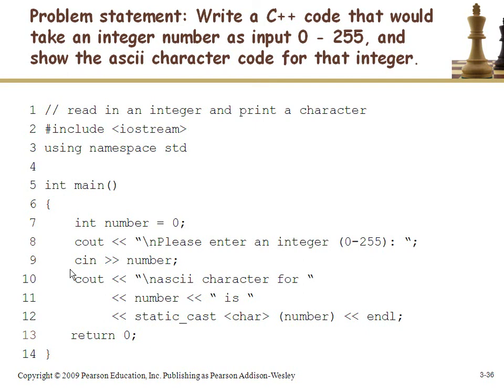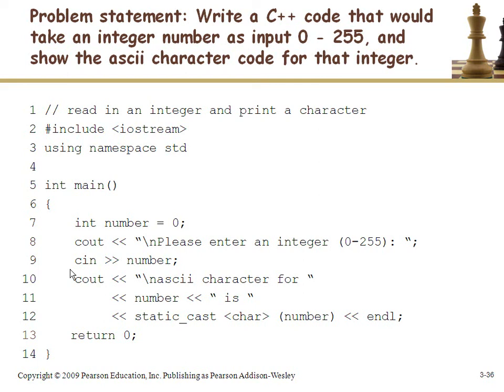Here is an example. We want to write C++ code that would take an integer value as input, 0 to 255, and show the ASCII character code for that integer. Line 1 is basically a comment. Line 2 includes the iostream file, bringing it in for pre-compilation. Line 3, cookbook. Line 4 is left blank. Line 5 is the beginning of the program.